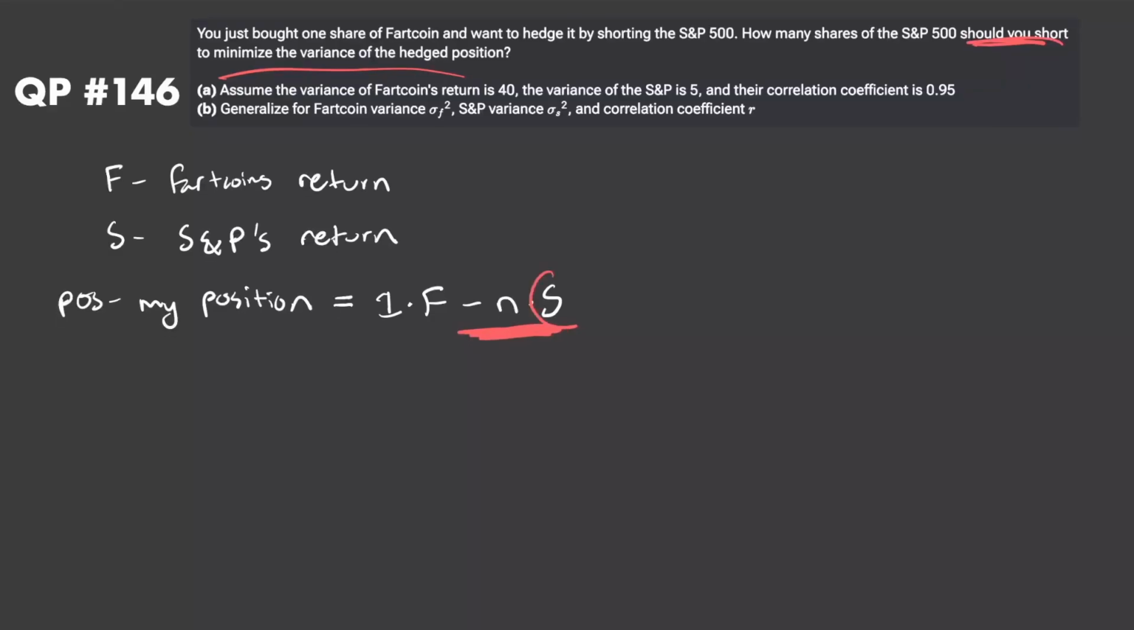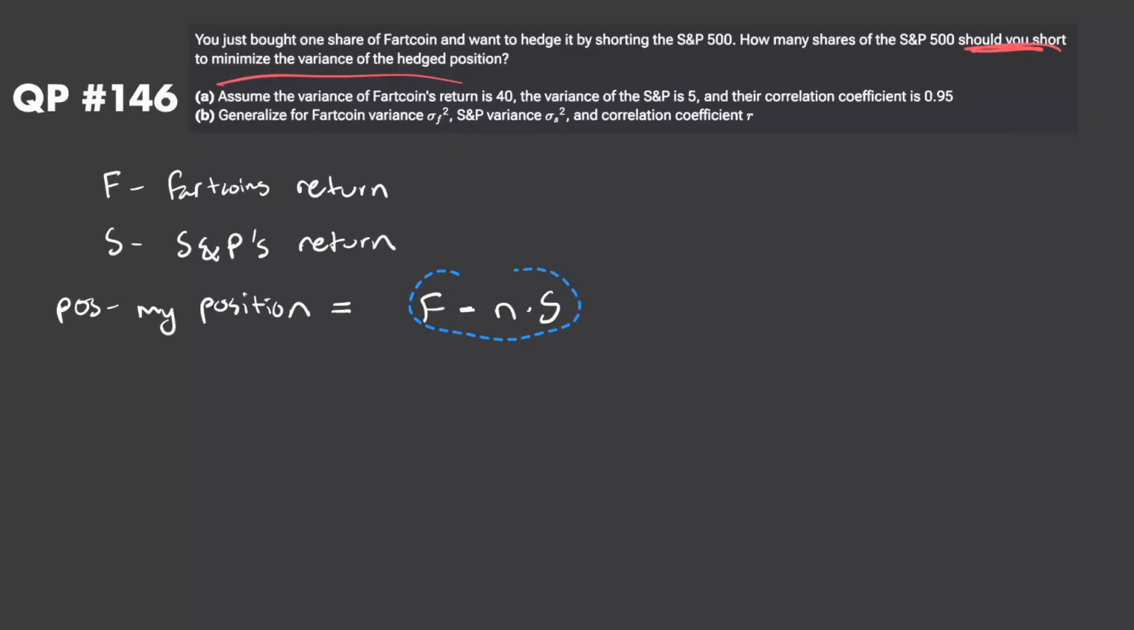Similarly, if the value of S was negative, that means that the S&P 500 went down, which is what we were betting on. So then this whole term right here would be positive, and we'd have plus n times S. So that would be us making money. So that's the random variable representing my position: 1 times F minus n times S, so just F minus n times S right here.